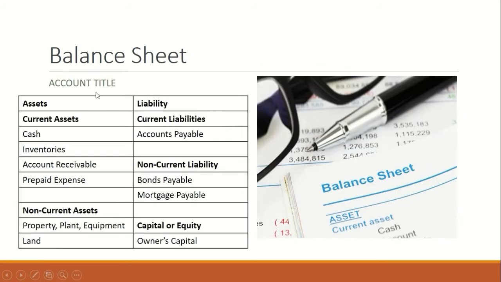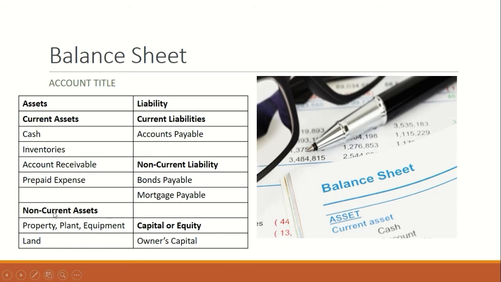Next is the balance sheet account titles. The balance sheet consists of assets, liability, and the capital or equity. In assets, there are two types, the current assets and non-current assets. Current assets are the short-term ones, for example, cash, inventories, accounts receivable, and prepaid expense.